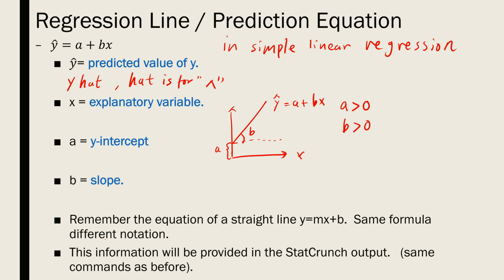Remember that the equation of a straight line is y equals m times x plus b. The regression line or prediction equation is the same formula with different notation. The regression line or prediction equation will be provided in the StatCrunch output. We use the same commands as we did in the last video.